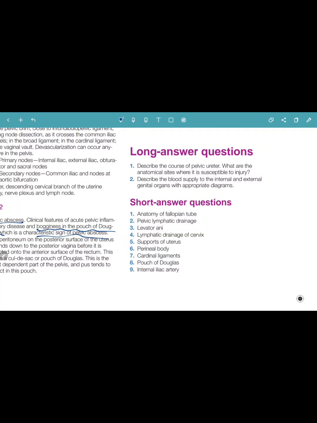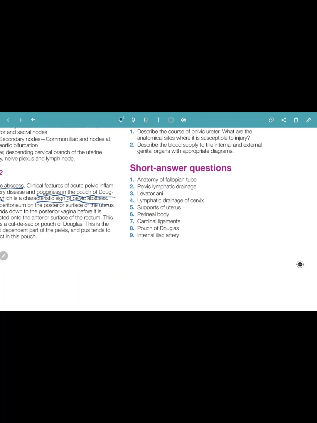Course of the pelvic ureter is just studied now. Anatomical sites where it is susceptible to injury. Blood supply to the internal and external organs, genital organs. All of this, I think you know these questions.